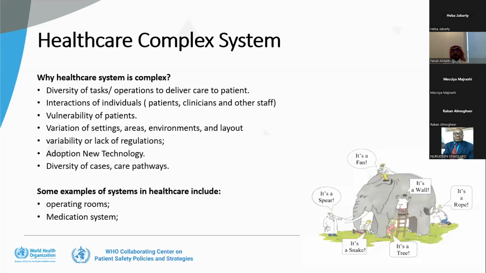So here's the question: why is the healthcare system a complex system? Again, we have a diversity of task operations to deliver care to the patient. If he comes to the ER, or emergency department, he has to go for a lab test. Then we have to get medication from the pharmacy. In every area, we have a lot of tasks to do until we provide the care to the patient. Then there is interaction between individuals: between the patient and the healthcare provider, whether a resident or a consultant, and also between the healthcare provider teams, the pharmacist, the physician, the lab technician. All these interactions between people make the healthcare system very complex.